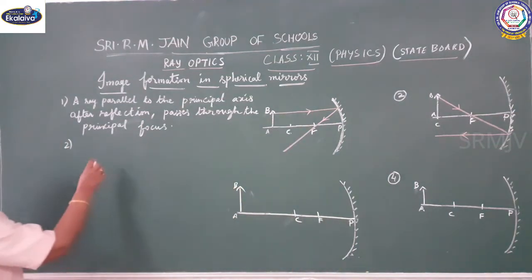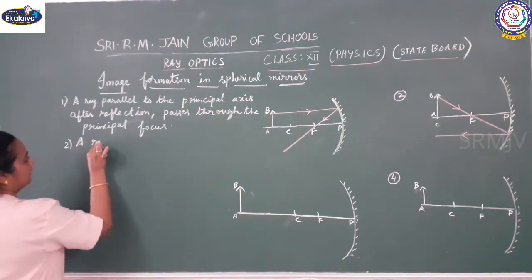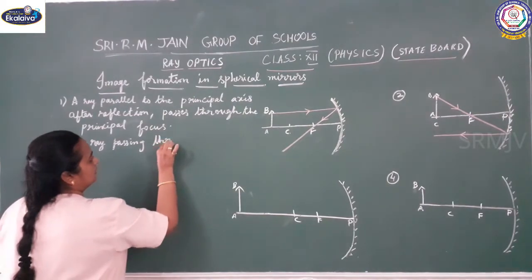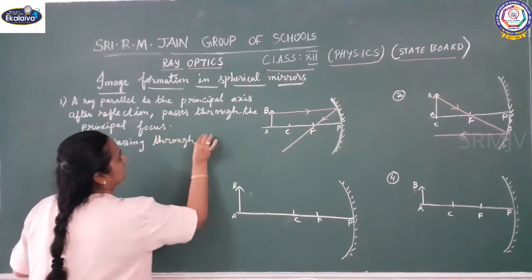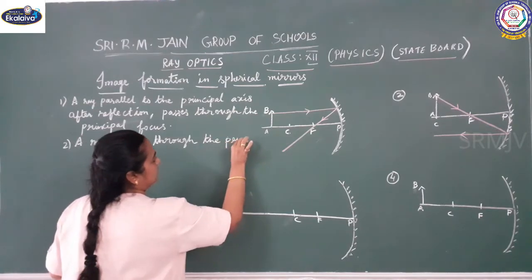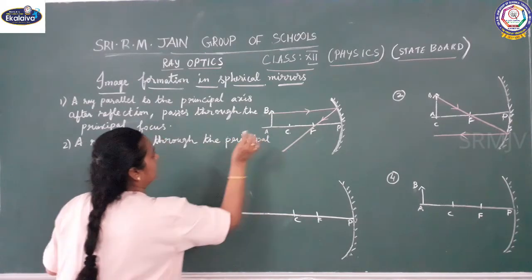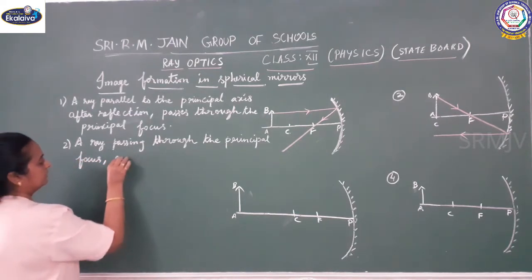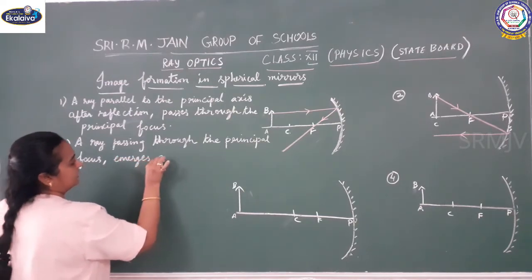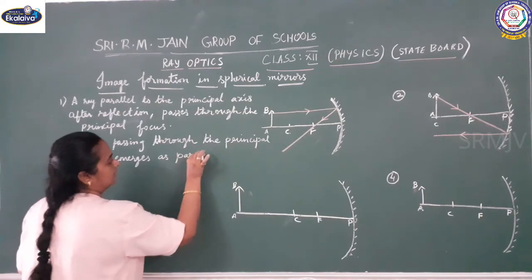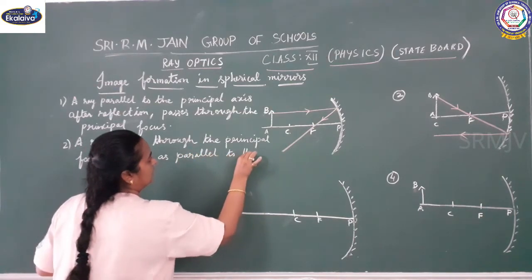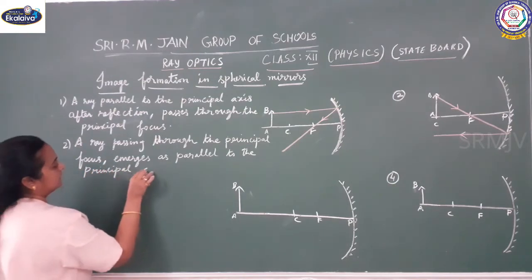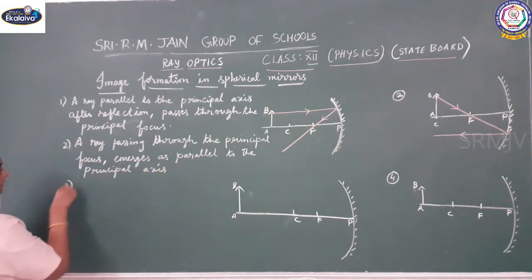So let us write the second rule. A ray passing through the principal focus, after reflection from the mirror, emerges as parallel to the principal axis. So this is the second rule that has to be followed.